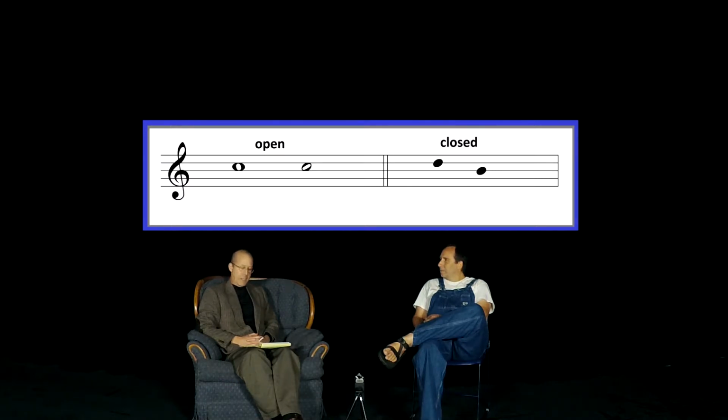Most notes also have stems. The stem is attached to the note head and can go up or it can go down depending on where in the staff the note head is placed.